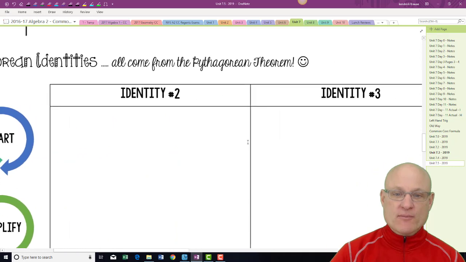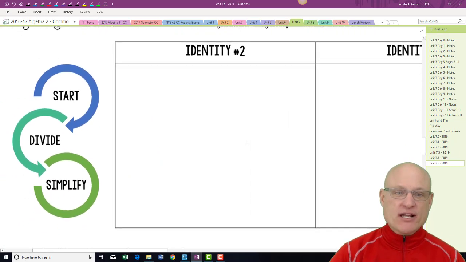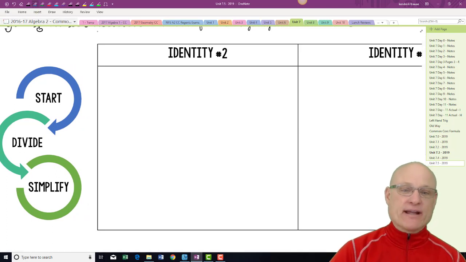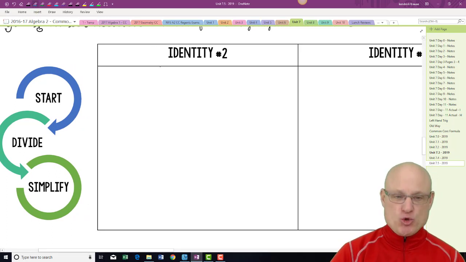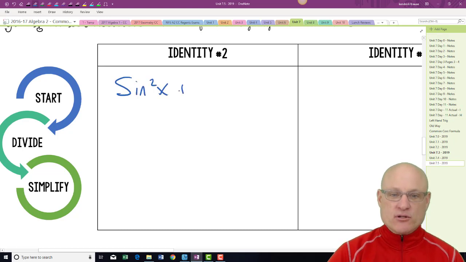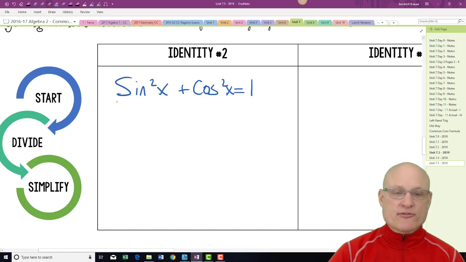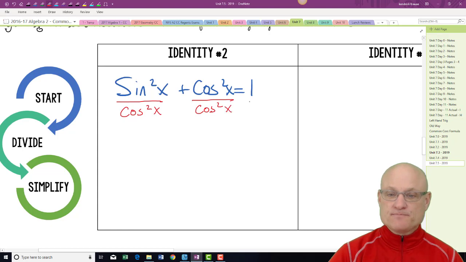All right. So from this is what mathematicians do, by the way. They're like, you know what? That's not confusing enough. I want to create a couple more identities. So we're going to create identity number 2. And we're going to start with the idea of sine squared x plus cosine squared x equals 1. Theta, x, it doesn't matter. And here's what we're going to do. We're going to divide this whole left side by cosine x. Excuse me, cosine squared x.